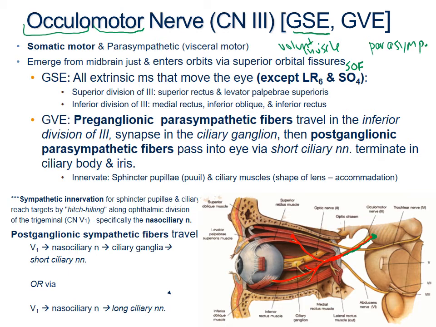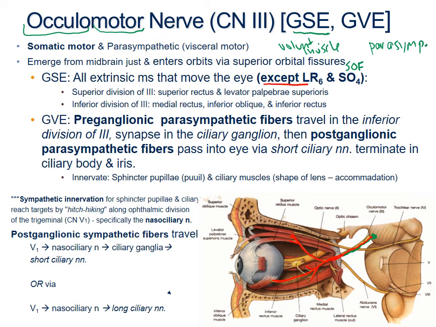Whereas the inferior division is going to go to your medial rectus, inferior oblique, and inferior rectus muscles. Medial rectus allows you to look in towards your nose. Inferior oblique helps you to look up and out. And inferior rectus helps you to look down. Again, this is just moving your eyeball, not your head in those directions.